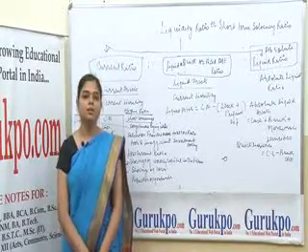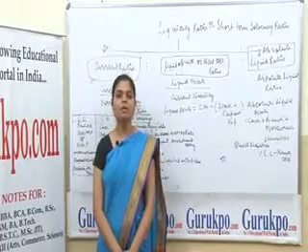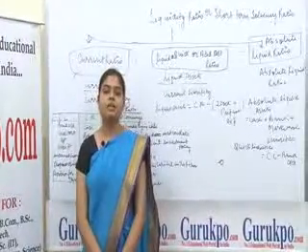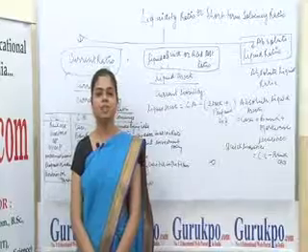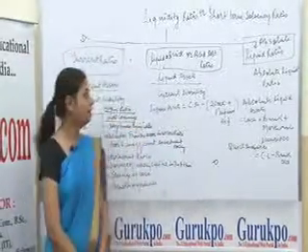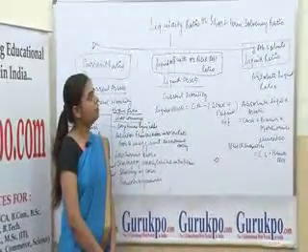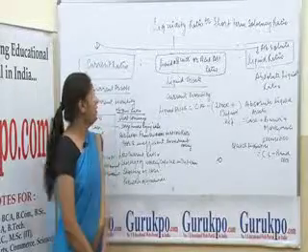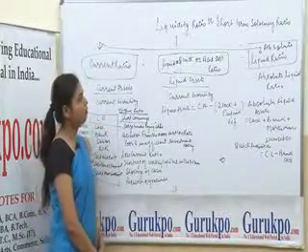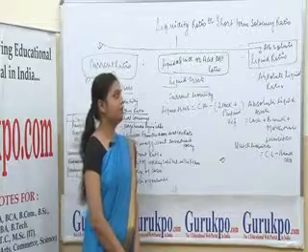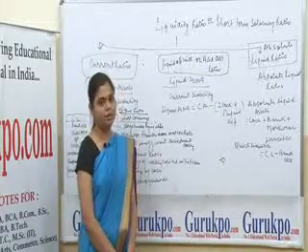Liquidity ratios are used to measure the ability of the firm to meet its short-term obligations out of its short-term resources. There are three types of liquidity ratios or short-term solvency ratios. First one is current ratio, second is liquid, quick or acid test ratio, and third one is absolute liquid ratio.